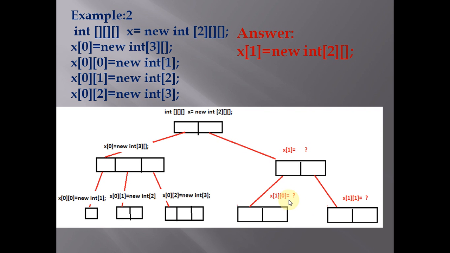Then x10 is going to point to a one-dimensional array which contains two elements. So new int[2], right? And x11 will be pointing to new int[2] once again. So this part being said, it's perfectly alright.